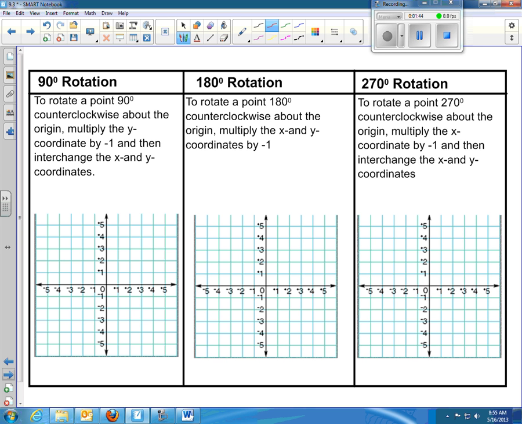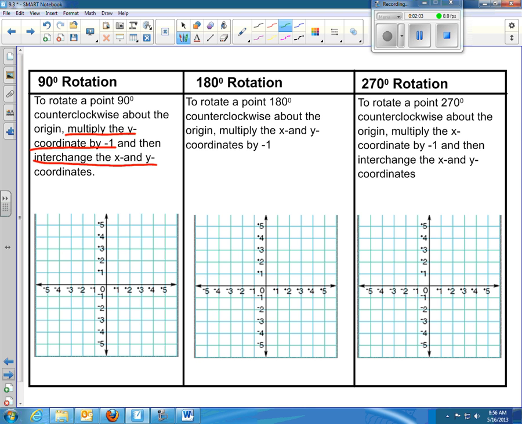To rotate a point 90 degrees counterclockwise, so there's our direction and our angle, about the origin, there's our center of rotation, multiply the y-coordinate by -1, and then interchange the x and y coordinates. Remember, interchange just means flip-flop those coordinates.